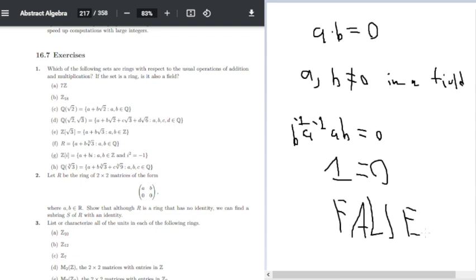So if we can simply show that something is not an integral domain, it automatically shows that it's not going to be a field in the first place.